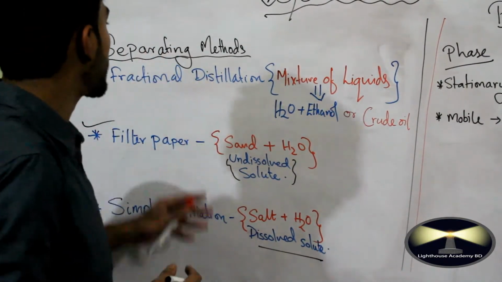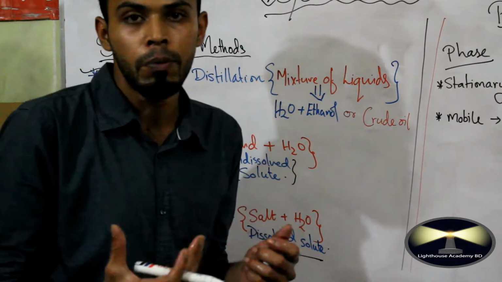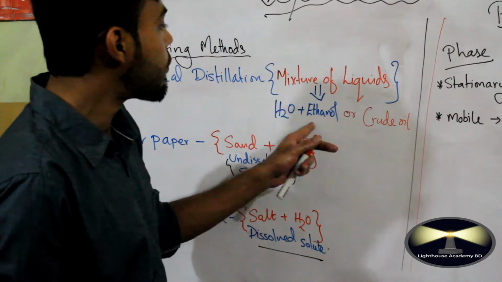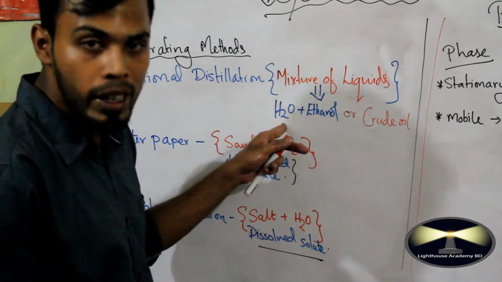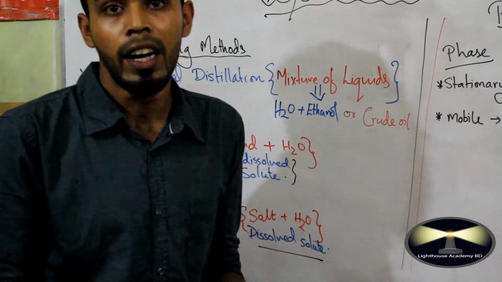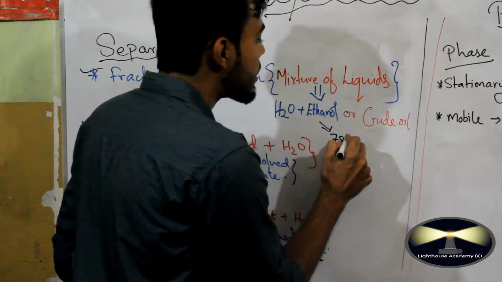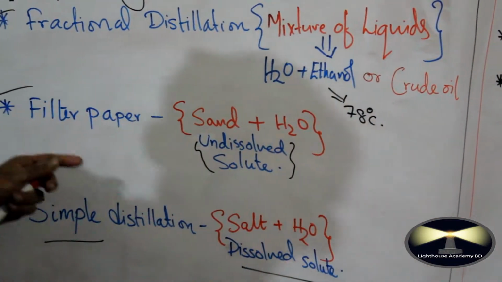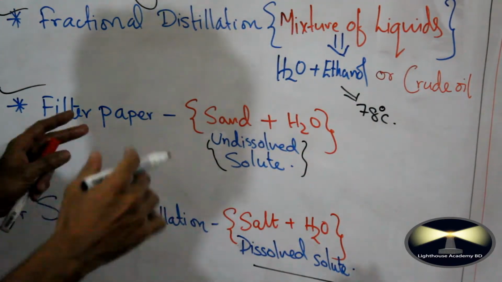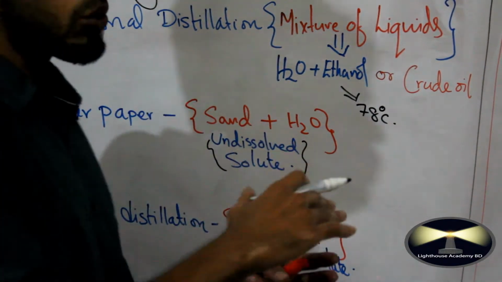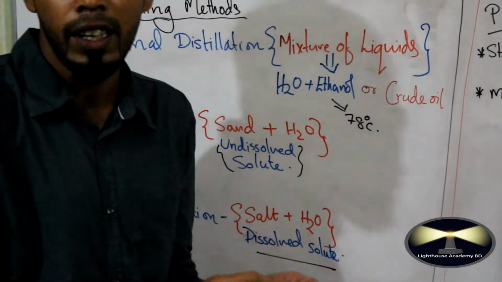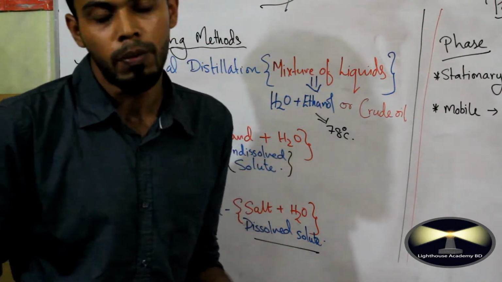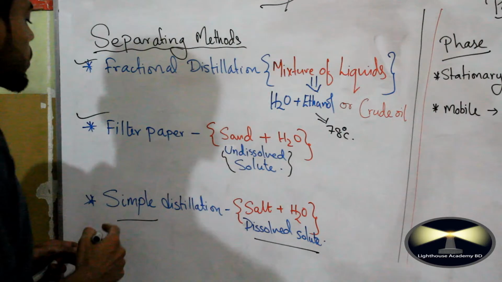Fractional and simple distillation use a heating process. In fractional distillation, you heat the mixture, and due to the difference in boiling points, ethanol evaporates first, because its boiling point is 78 degrees Celsius. We'll discuss that in more detail later. Filter paper doesn't use heating; it is a simple process. Just run the water through the filter, and the water goes through while the sand stays at the top of the filter paper.